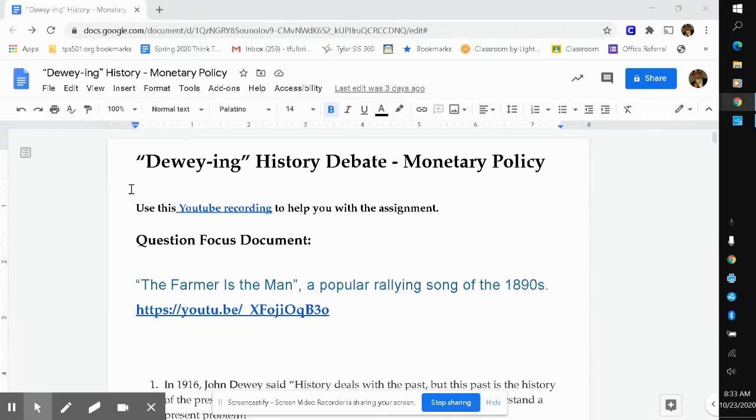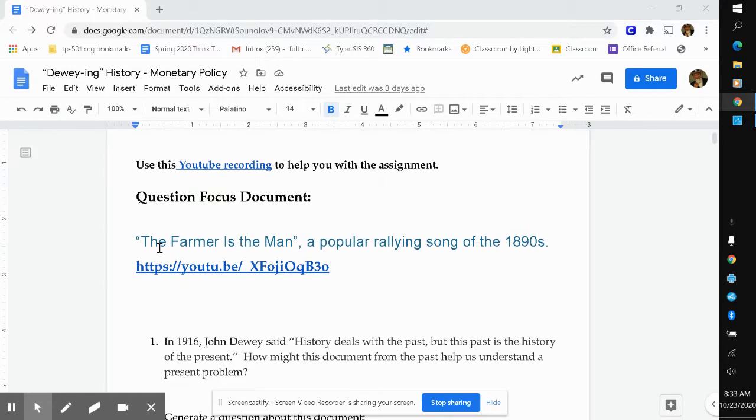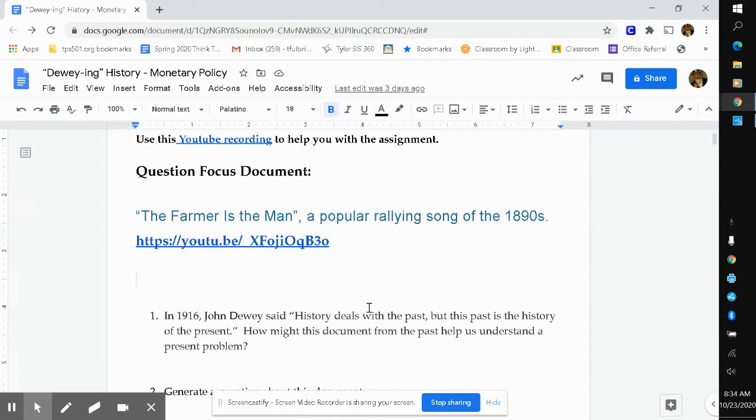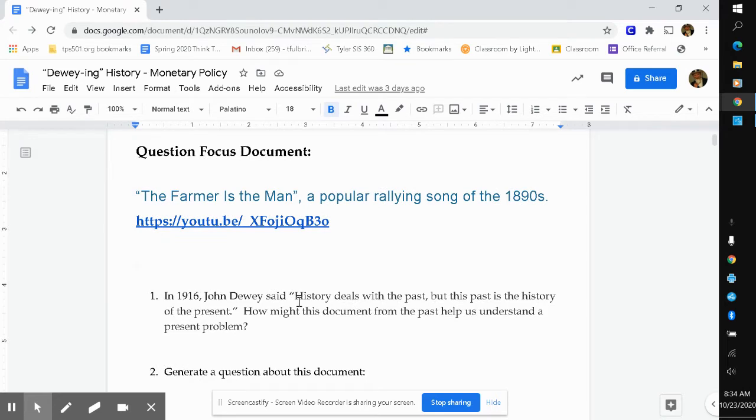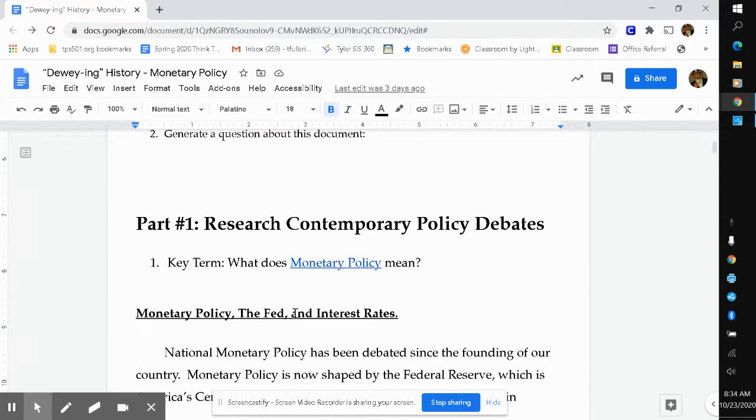Today, for our Deweying history debate, we're going to be talking about monetary policy. To do that, we're going to first listen to this song called The Farmer and the Man. Try and establish how this song from the 1890s might help us understand a problem that's happening today.